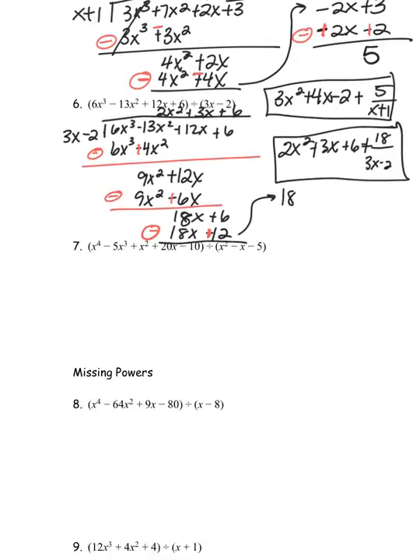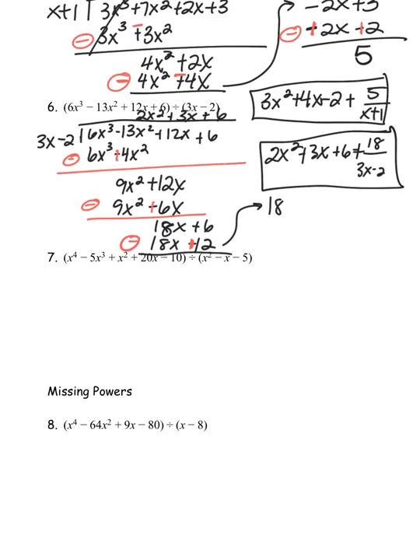Alright, this one's a little bit of a longer one. So, x to the fourth minus 5x cubed plus x squared plus 20x minus 10.